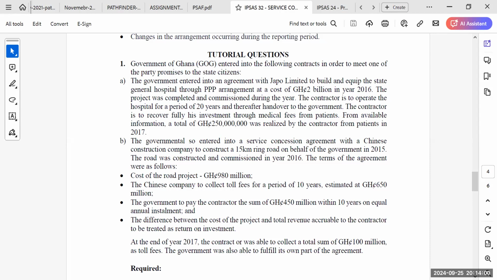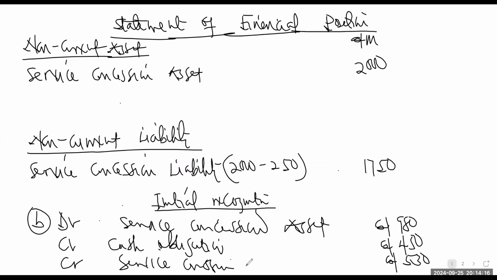The service concession asset will reduce by what? The 530 will reduce by what? The service concession liability, the liability will reduce by what?